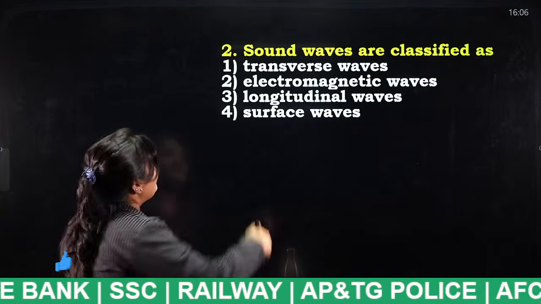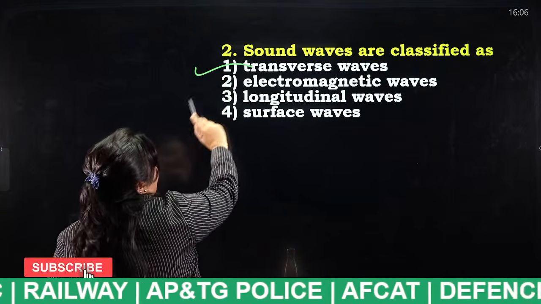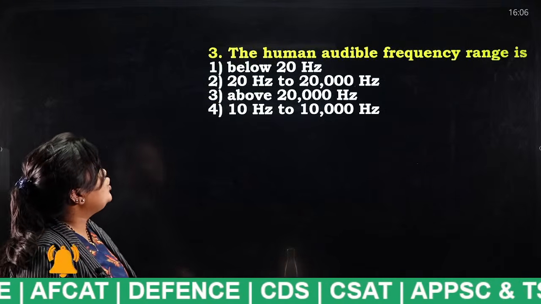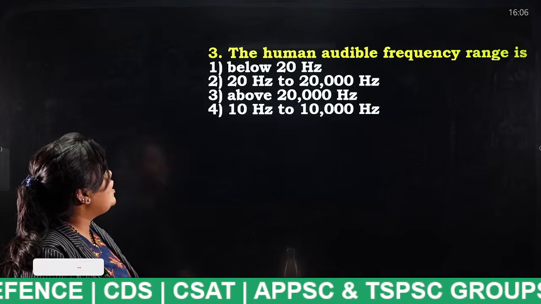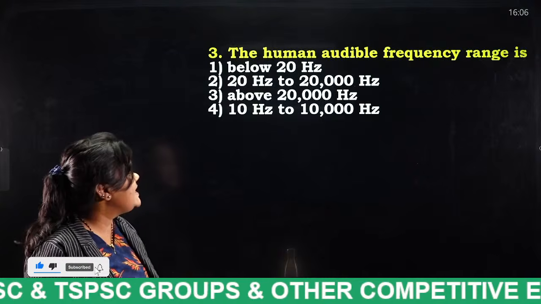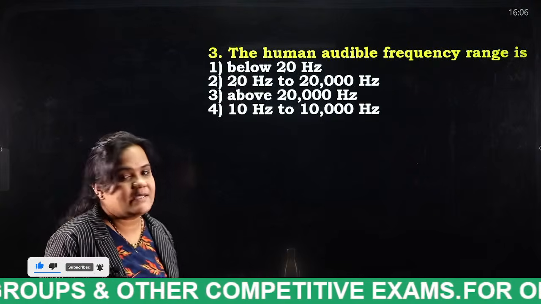Yes, and the answer for this question is both 1 and 3. Okay. Next, the human audible frequency range is: below 20 Hz to 20,000 Hz, above 20,000 Hz, or 10 Hz to 10,000 Hz?